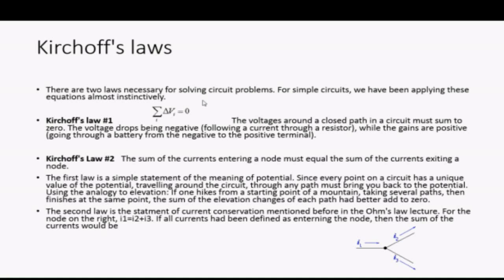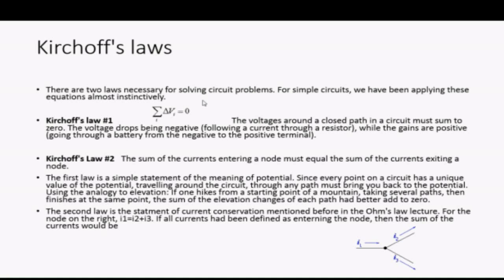The second Kirchoff's law states that the sum of the currents entering a node or a junction must equal the sum of the currents exiting the node. The first law is a simple statement of the meaning of the potential, and the second law is the statement of current conservation mentioned before in the Ohm's law lecture.